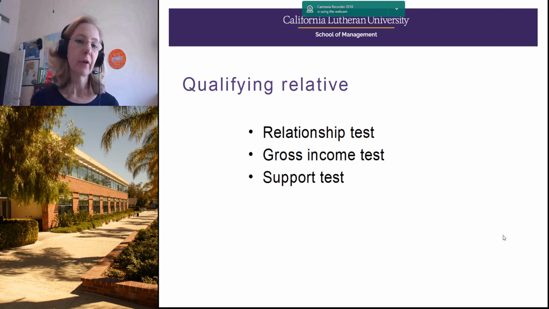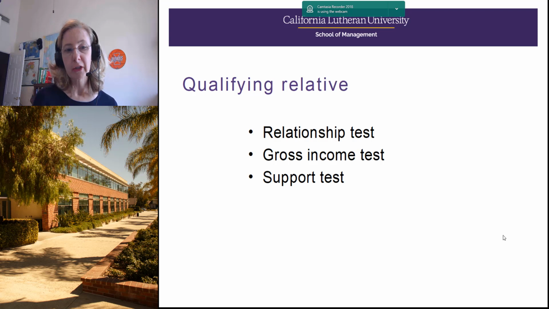We also have a qualifying relative. A qualifying relative must meet the relationship test, the gross income test, and the support test. So a qualifying relative is fairly similar to the qualifying child, although the relationship test is a little bit different. It could be a child that doesn't meet those specific relations that we discussed in the last slide. It also could be one of those ancestors, a parent, a grandparent.